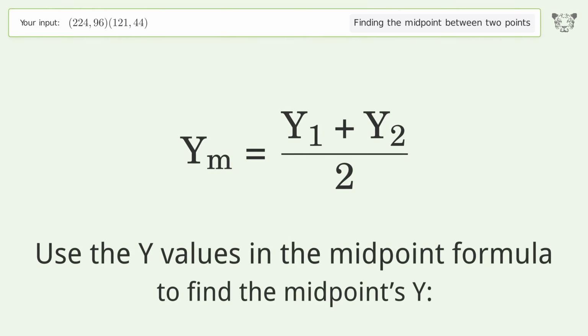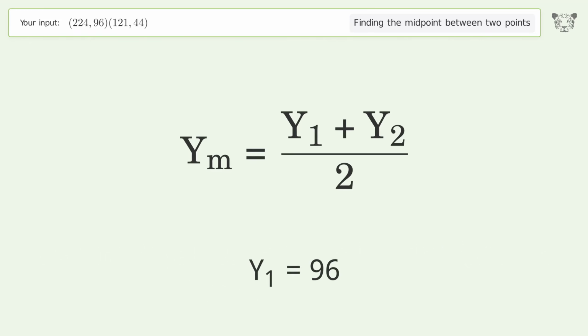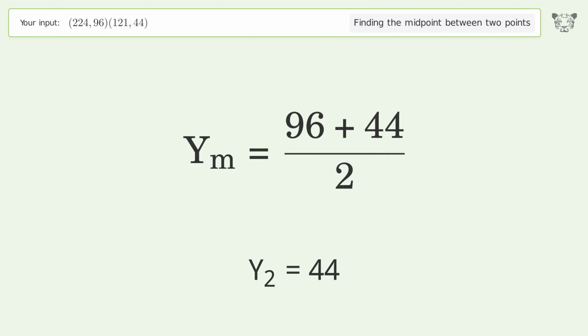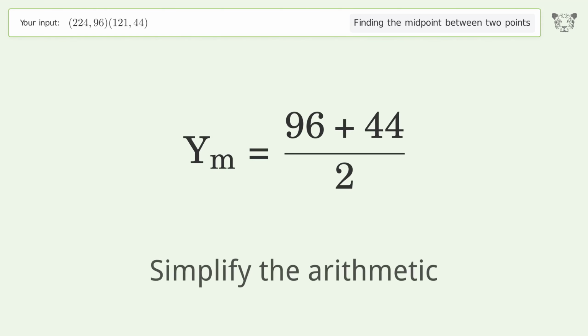Use the y values in the midpoint formula to find the midpoint's y. y1 equals 96. y2 equals 44. Simplify the arithmetic.